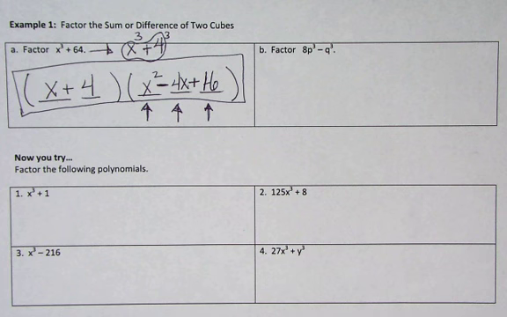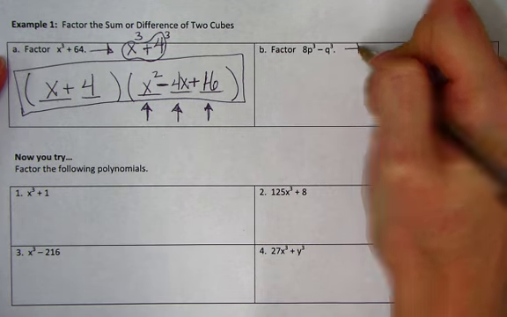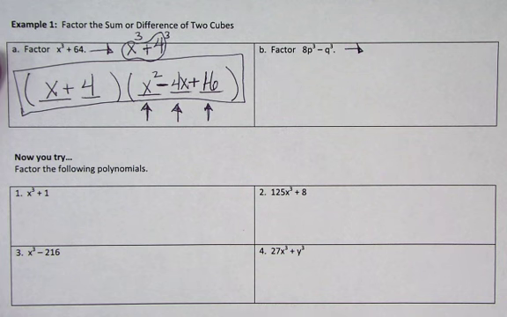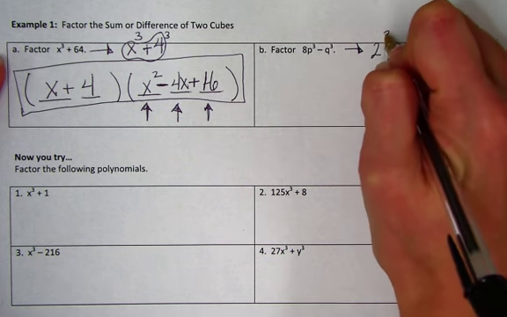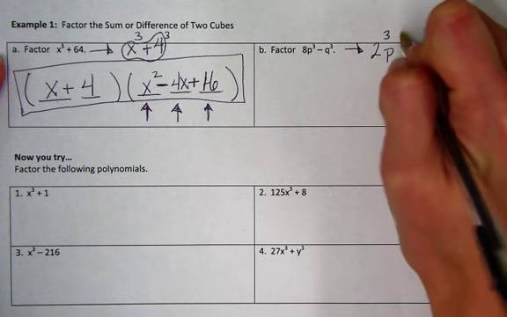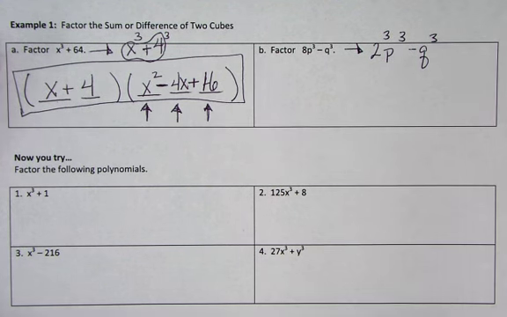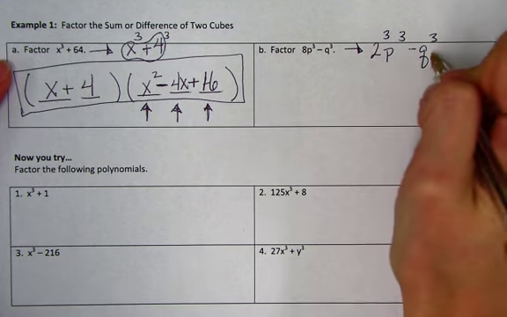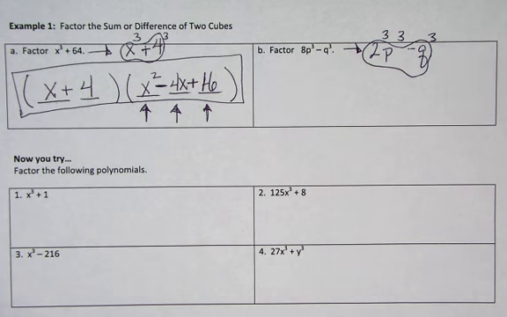Example 1, letter B, we're going to do the same thing. We're going to first start off by breaking down all of our terms into their perfect cubes. 8 before it was cubed, we know to be 2 to the 3rd power. P to the 3rd power is already written in that form, minus Q to the 3rd power. Go ahead and circle out all of those cubes, and we're left with 2P minus Q.